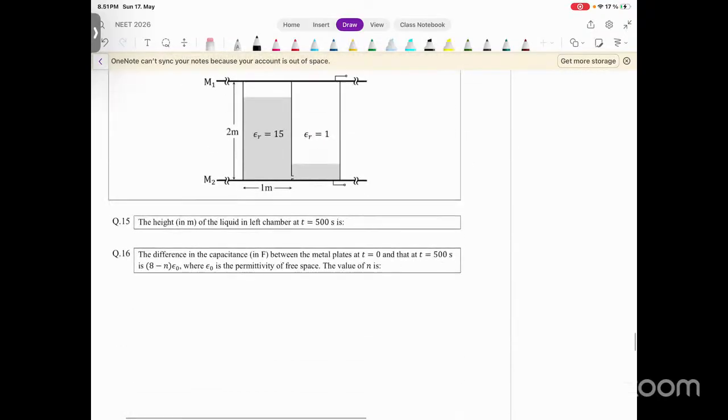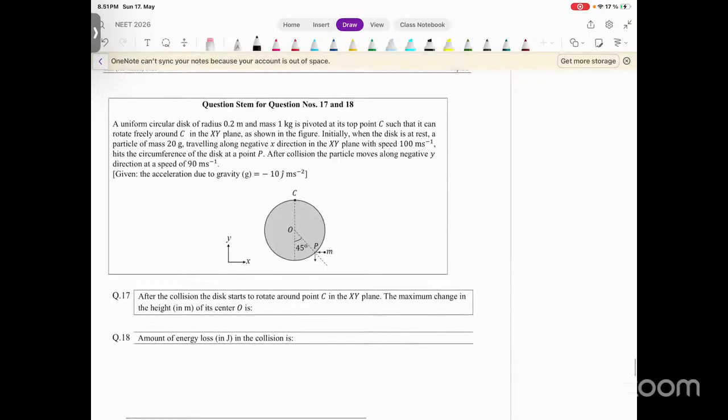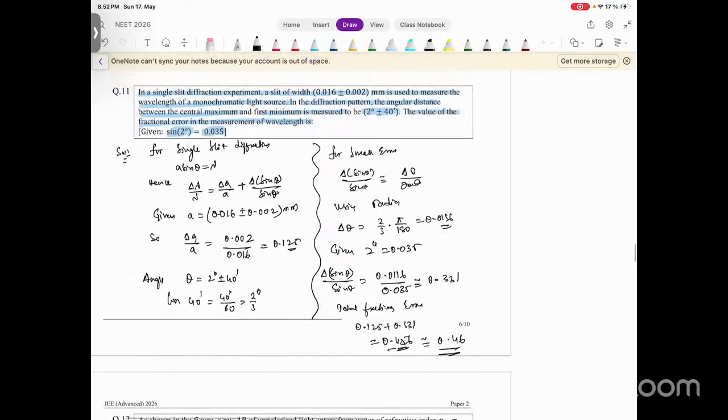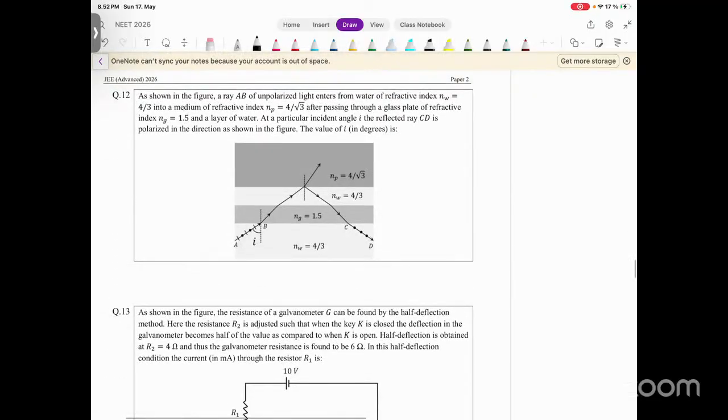Section 4 is also there in this. See question number 12. As shown in the figure, a ray AB of unpolarized light enters water of refractive index 4 by 3 into a medium of refractive index 4 by root 3. After passing through a glass plate of refractive index 1.5, a layer of water at a particular incident angle, the reflected rays are polarized in the direction shown in the figure. The value of I will be equal to how much?